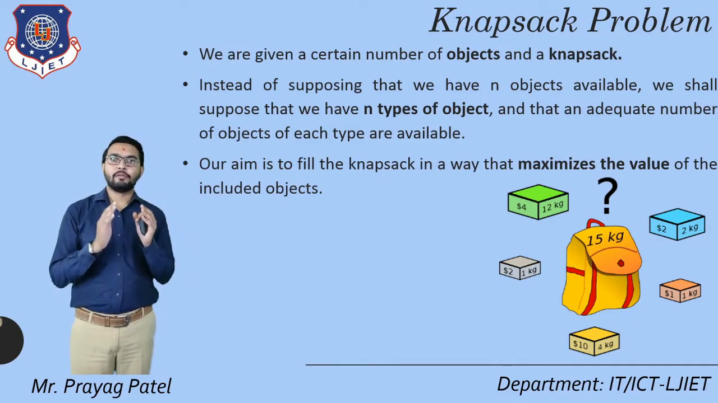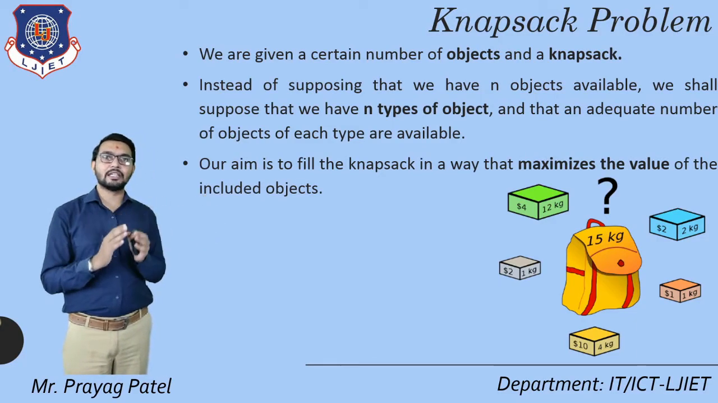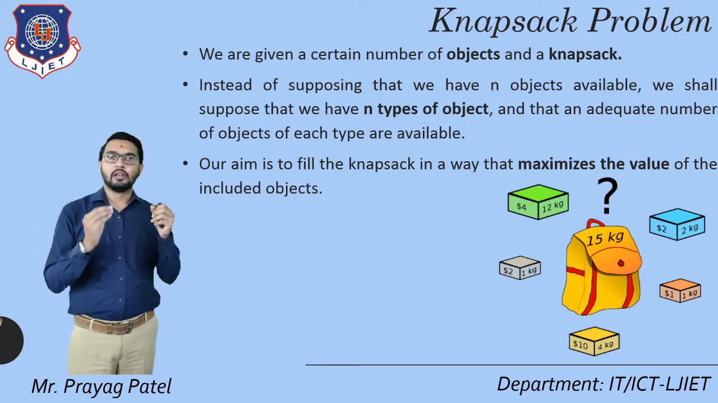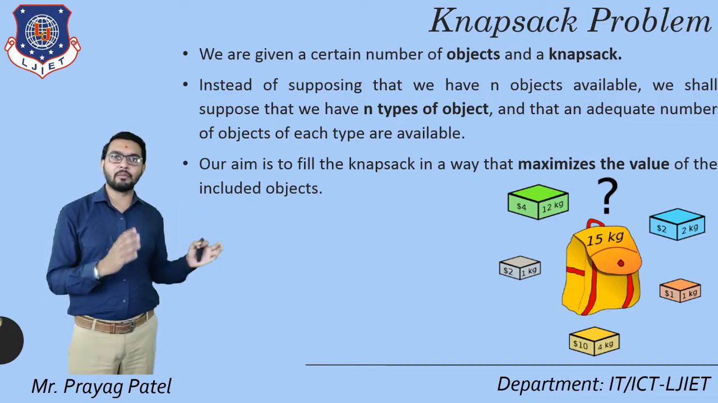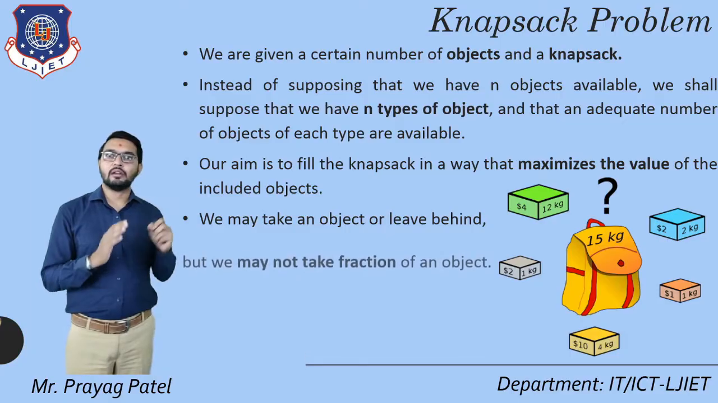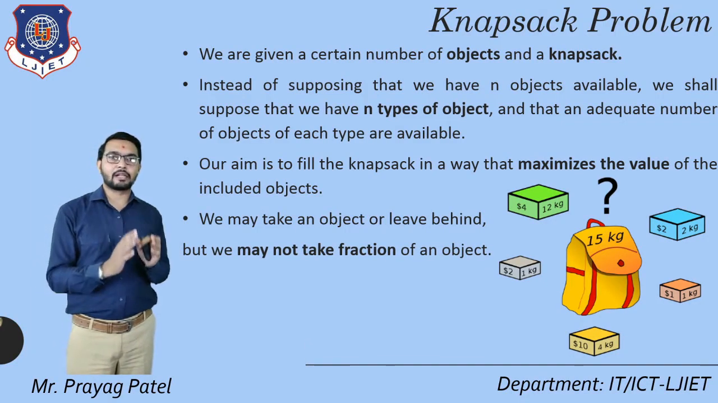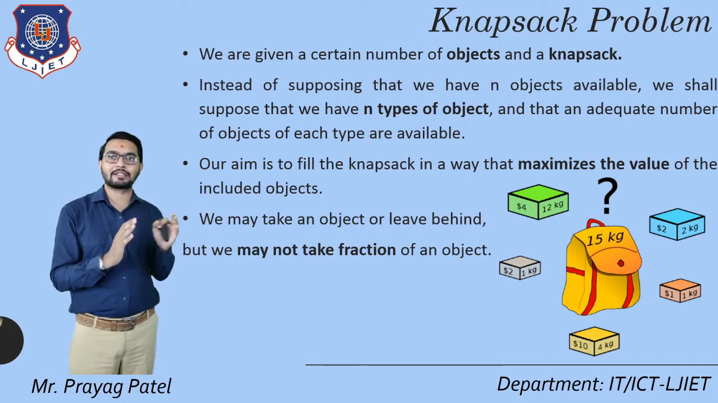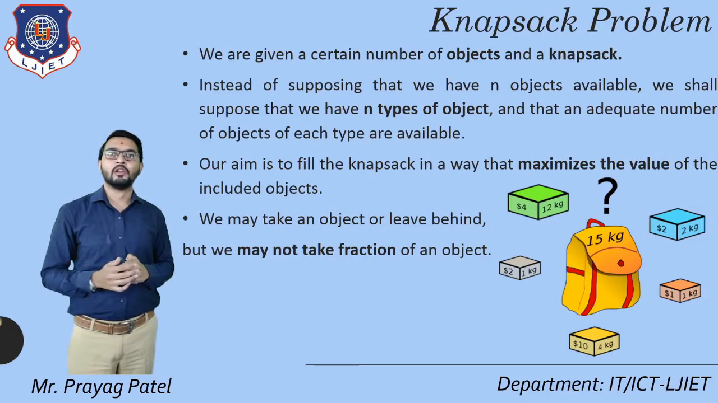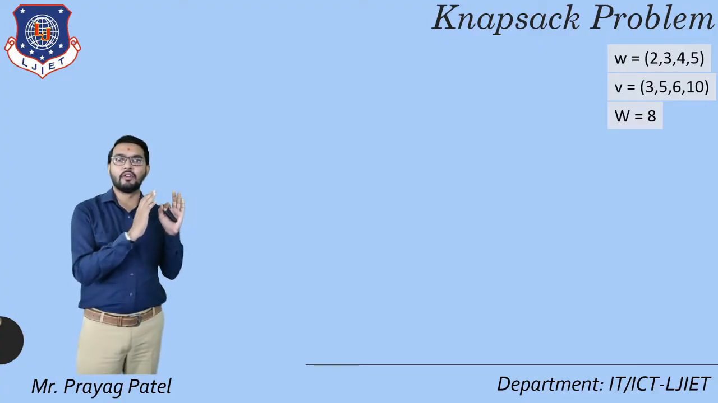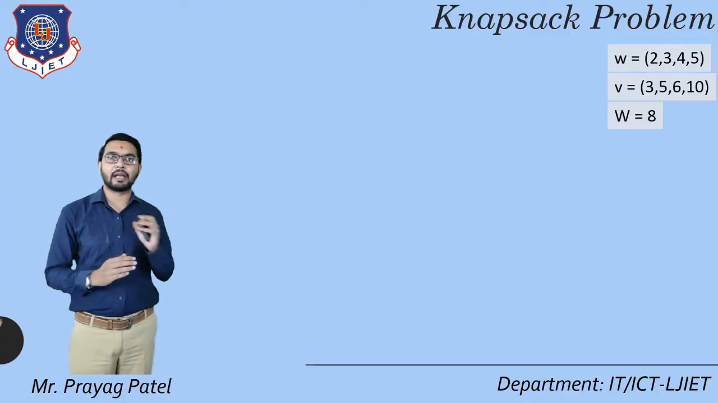Our aim is to fill the knapsack in a way that maximizes the value of the included objects. So if we select 2 objects of the same weight, then profit is maximum, then you can select this object. We may take an object or leave it behind, but we may not take a fraction of an object. So consider the selection of an object as a whole object, not a fractional part of any object. Now understand the knapsack problem using one example by the backtracking technique.